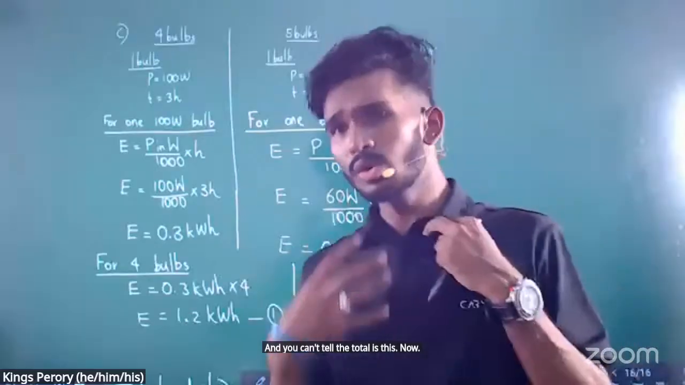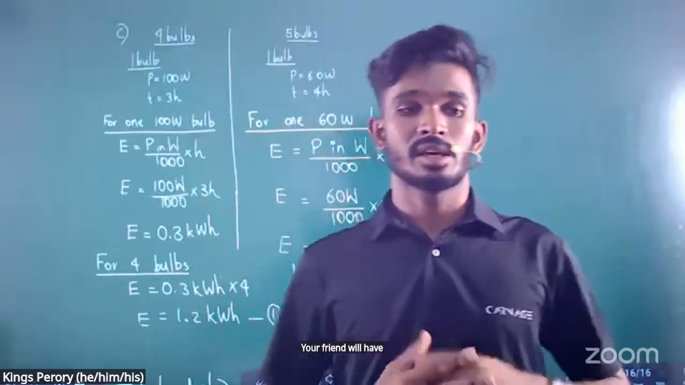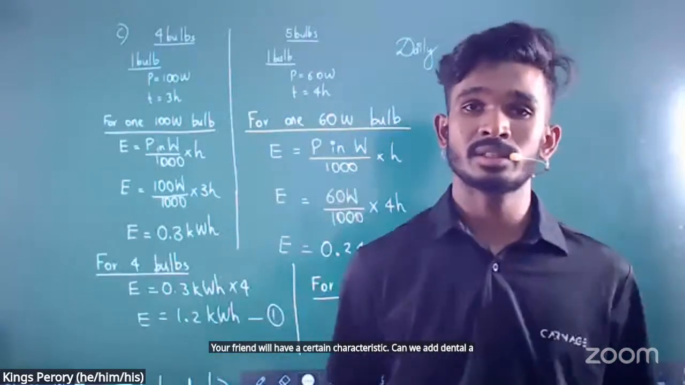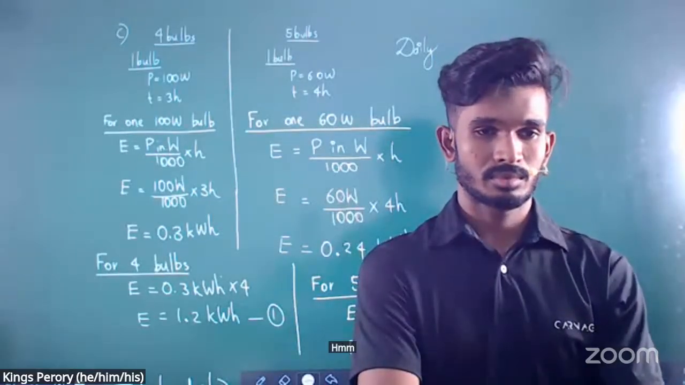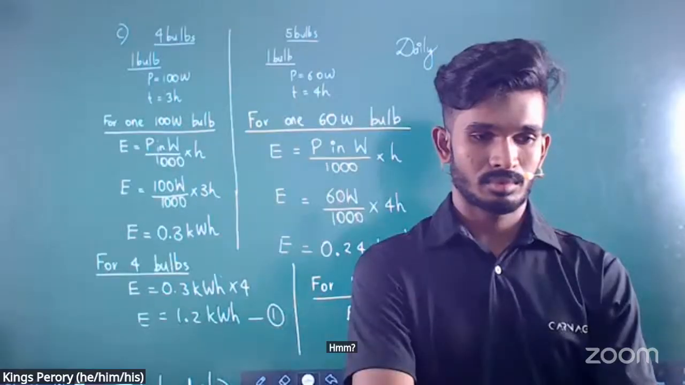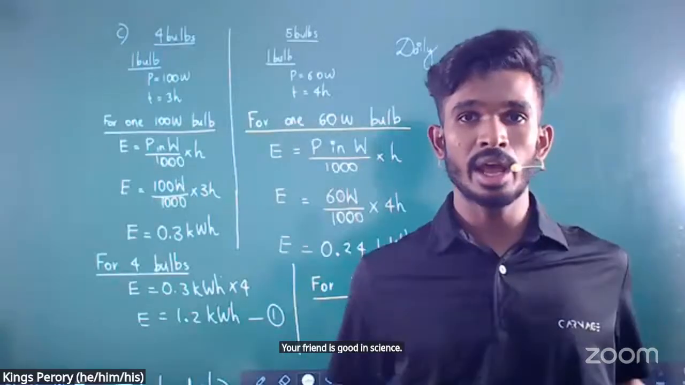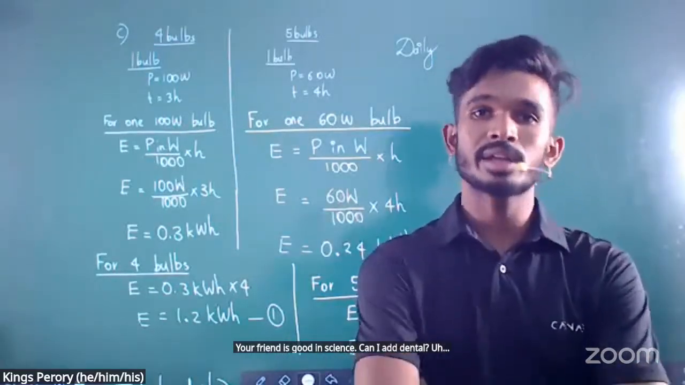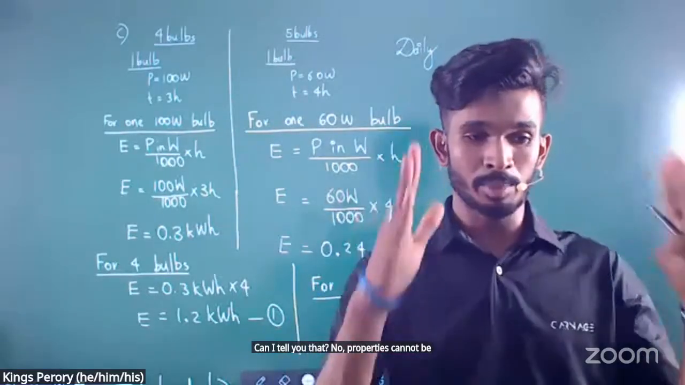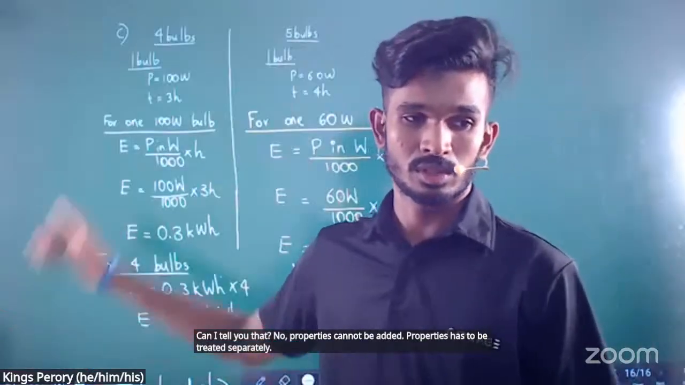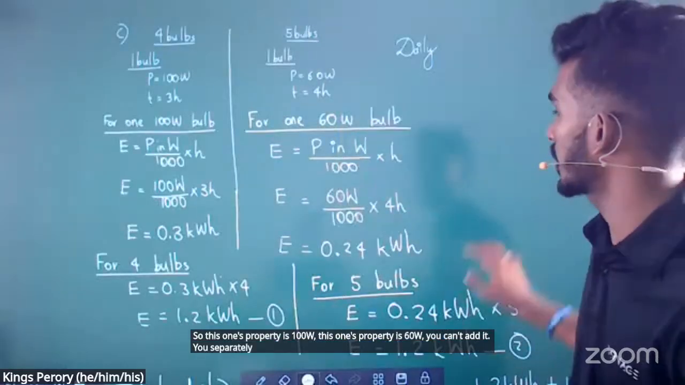Now, you have certain characteristics. Your friend will have certain characteristics. Can we add and tell a total characteristic? Let's say you are good in maths, your friend is good in science. Can I add and tell, good in science and maths? No, properties cannot be added. Properties have to be treated separately. So this one's property is 100 watt, this one's property is 60 watt. You can't add it. You separately treat it and find the final answer.